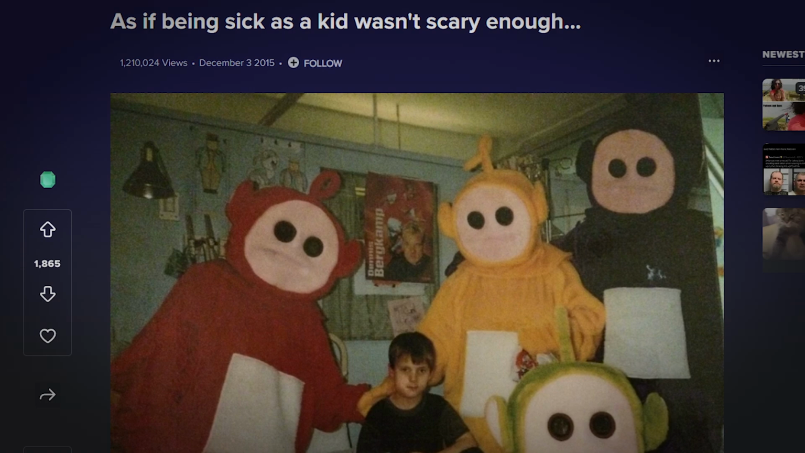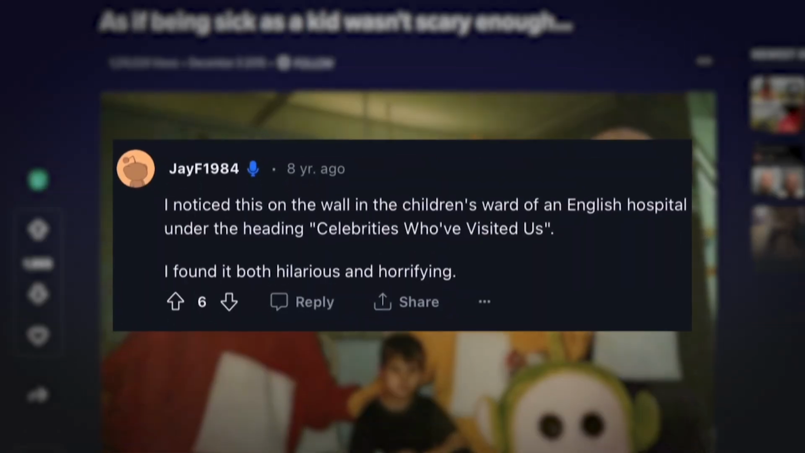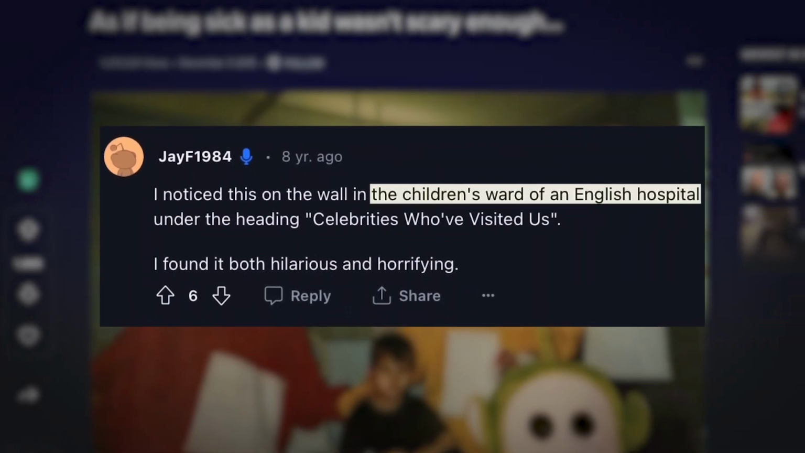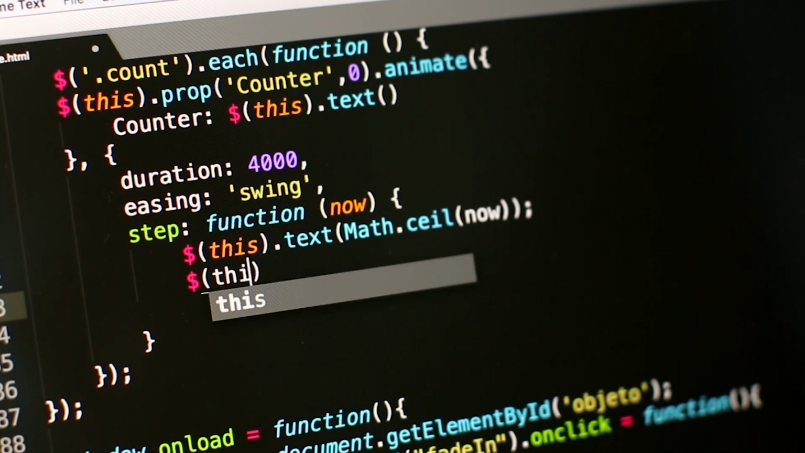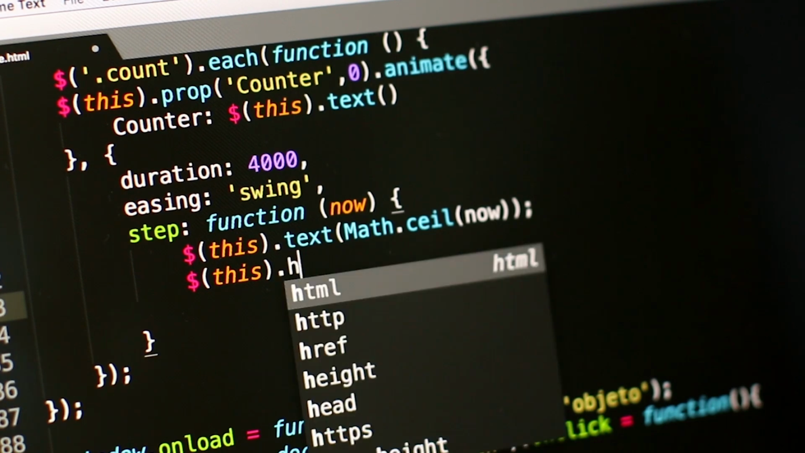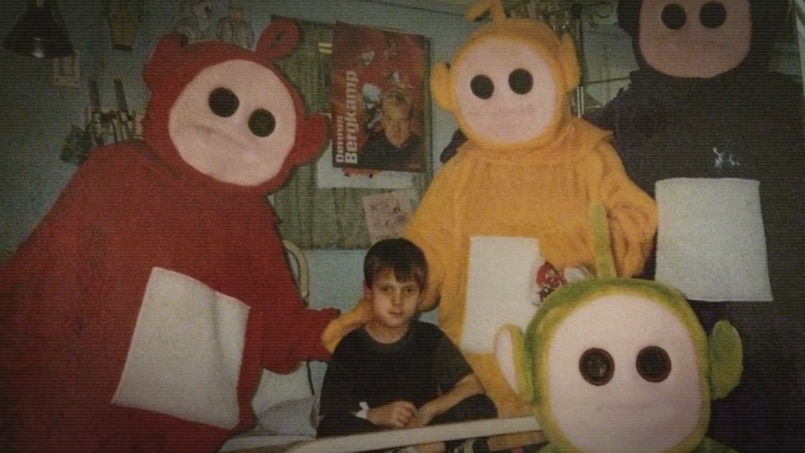Its author left almost no comments about this photo, except that it was taken in the children's ward of some hospital in England. It seems that he himself is not aware of all the details, so we'll have to do our own detective work as usual. Let's take another look at this image, but this time more carefully.